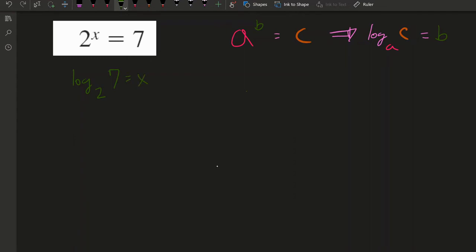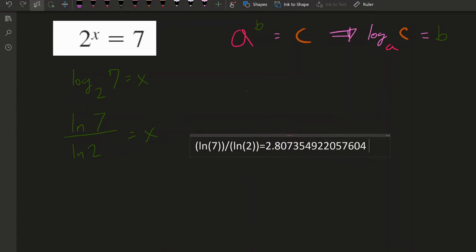Now that I have that, I can rewrite this using change of base. So that would be, I'm going to use natural logs. Natural log 7 divided by natural log 2 is equal to x. And then I can just use my calculator to finish that off. ln 7 divided by ln 2 is equal to 2.807.